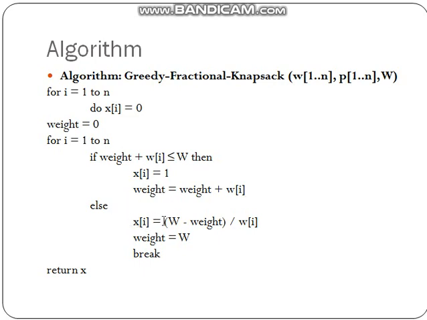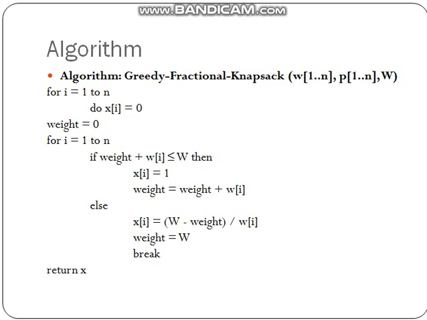xi is equal to (W minus weight) divided by Wi. So here we find the fraction of that item, and weight is equal to W. So we can break here and return the total value of x.